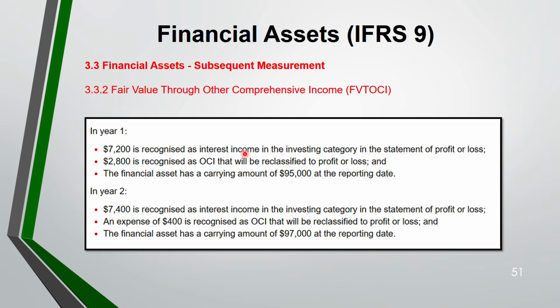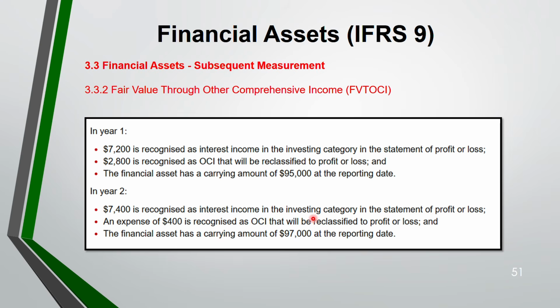Now, in year 1 what's happening? 7.2 interest income, investing category. 2.8 will go to OCI, and it will be reclassified to P&L. The financial asset has a carrying amount of 95 because that's the fair value in year 1. Year 2, financial asset carrying amount 97, understood. There's an expense of 400 because it has decreased. Anything decreased? Expense. Debit to OCI. And 7.4 interest income in investing category.